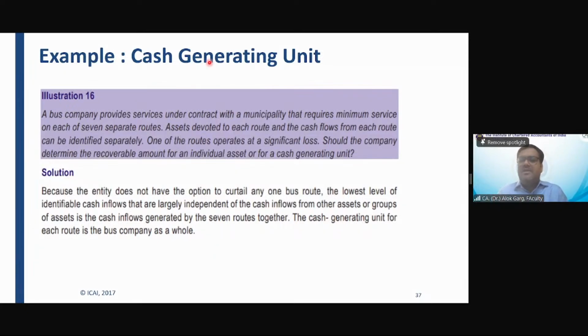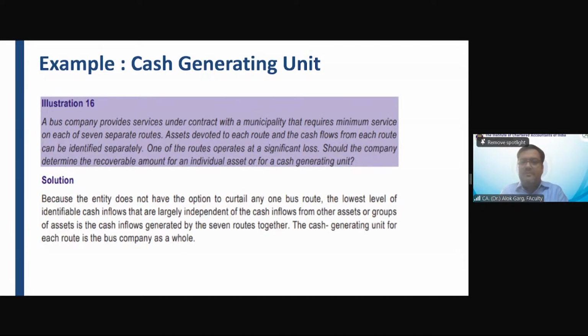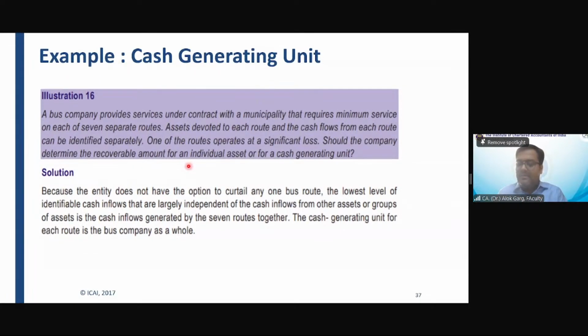Anyone who is not able to understand this question? Anyone who is not able to understand this question? Can you please let me know if you are not able to understand this question? Right? So we have covered this illustration number 16 as well. Anyone who has not understood this? Anu Sharma, sir, I am unable to get it.